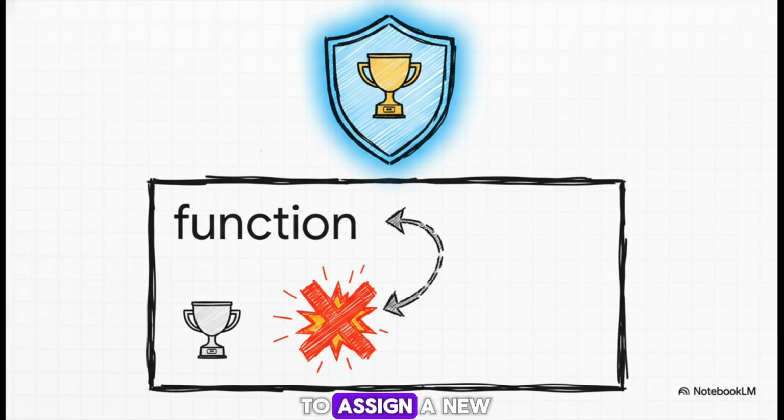The moment you try to assign a new value to score inside that function, Python goes, oh, you must be making a new local variable also called score. But then it sees you trying to use that new variable on the right-hand side before you've even defined it.